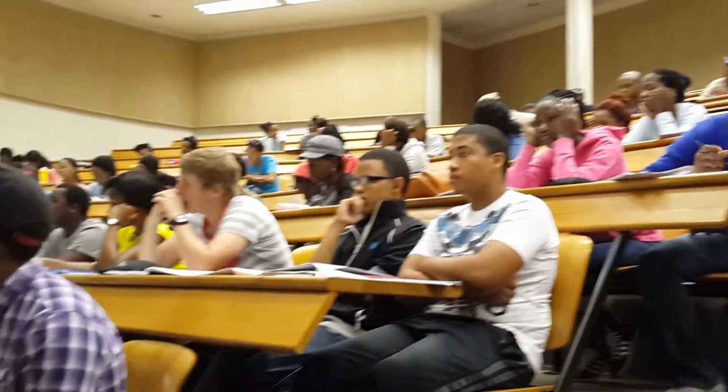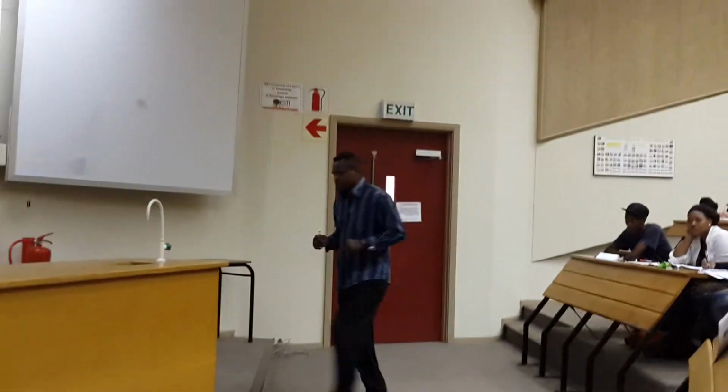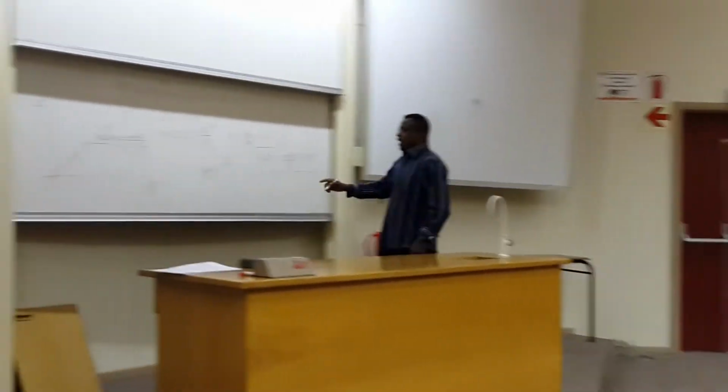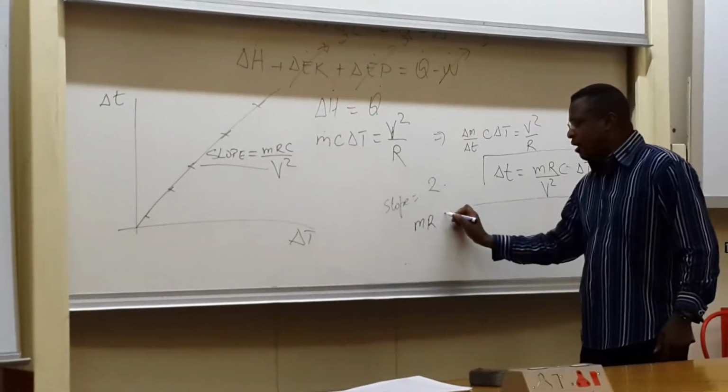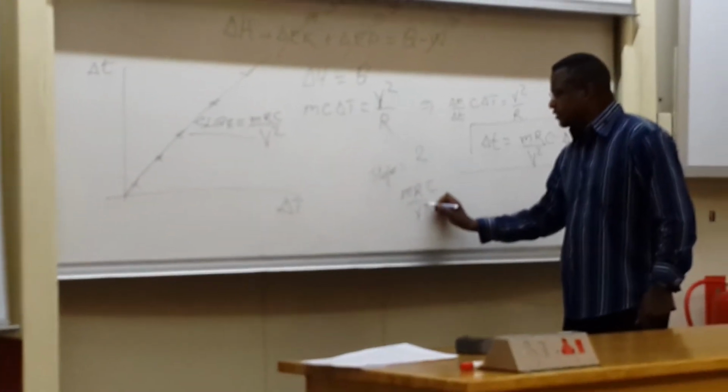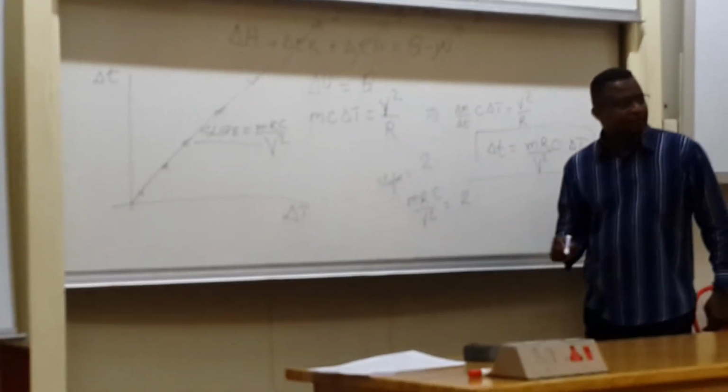Let's say your slope is, for instance, equal to 2, because from the straight line you can determine the gradient. Don't tell me that you don't know how to determine the gradient. Let us assume your slope is 2. Now, after getting your slope, obviously you will equate it with nRC squared, which is equal to 2, isn't it?